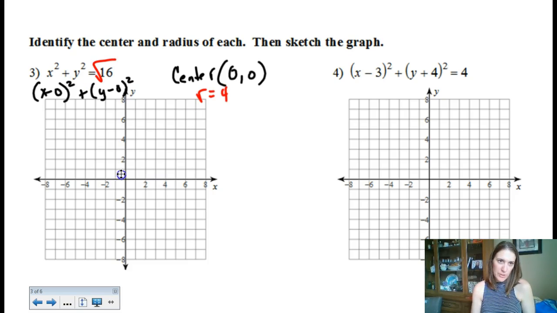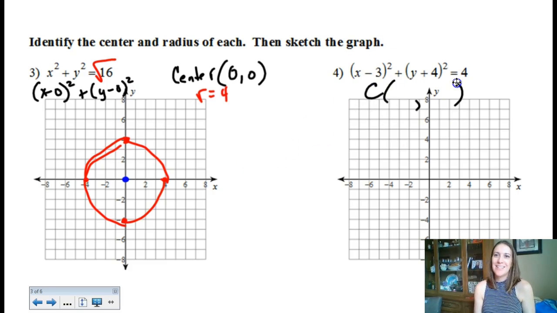So plotting a point at 0, 0. And then the radius is the distance from the center to the edge. So for most people when they graph a circle, they just do the north, south, east, west directional plots here. Hopefully your circles look like circles.